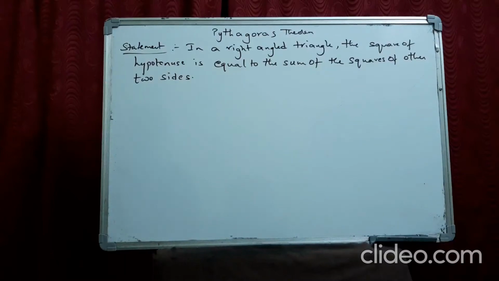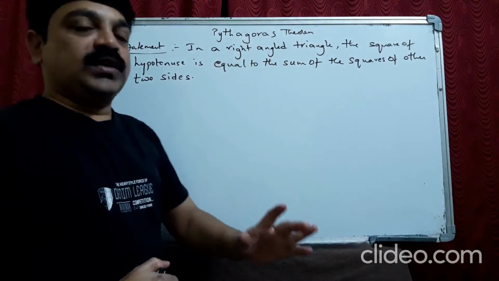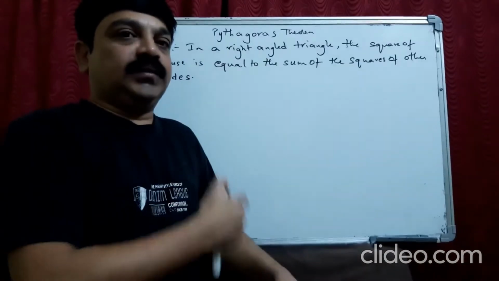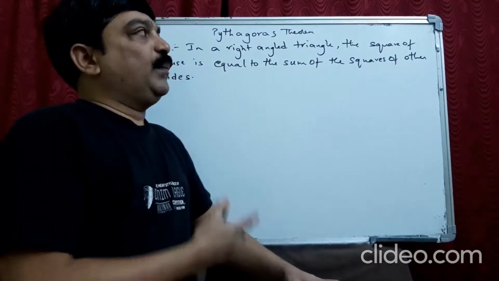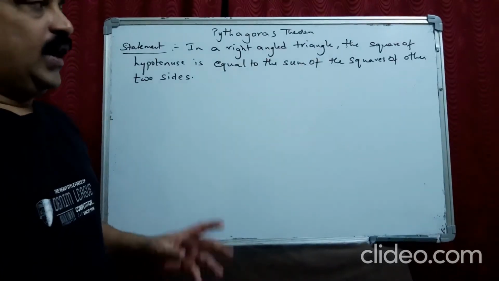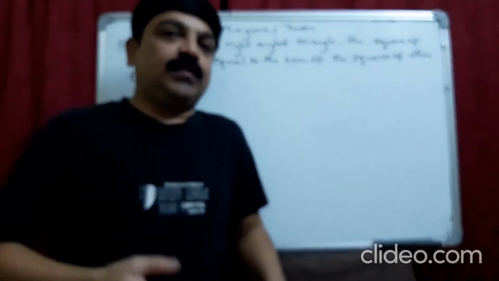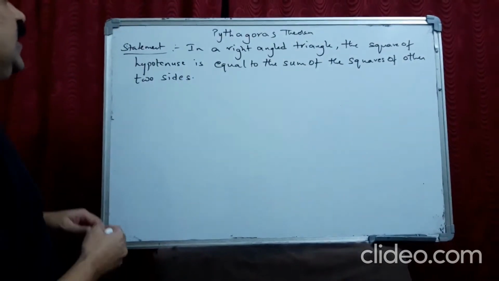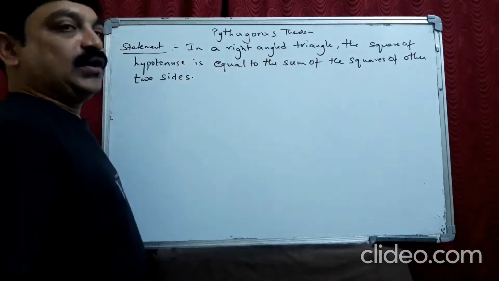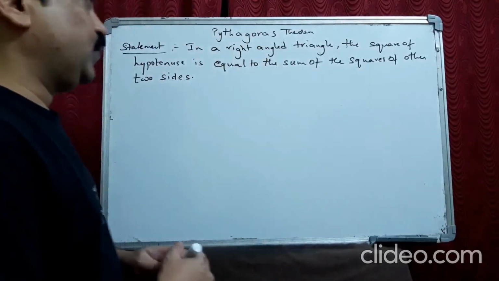Hi students, we continue the chapter Triangles with Pythagoras theorem and Exercise 6.5, which is based entirely on Pythagoras theorem. The theorem is very important, the proof and the statement are very important because in the exam they may ask you to state and prove Pythagoras theorem. In a right angle triangle, the square of the hypotenuse is equal to the sum of the squares of the other two sides. That's what we have to prove.